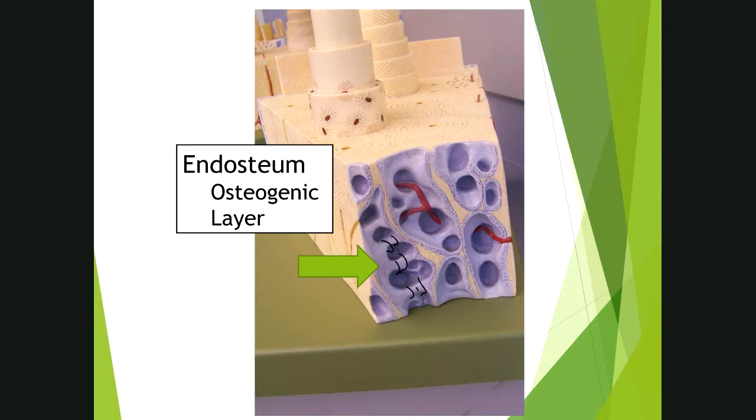This can make the trabeculae bigger, and we can make them smaller. Because again, we have osteoblasts and osteoclasts in this layer. Remember, osteoblasts build bone, osteoclasts destroy bone. So we can add bone, but we can also remove bone. Make sense?